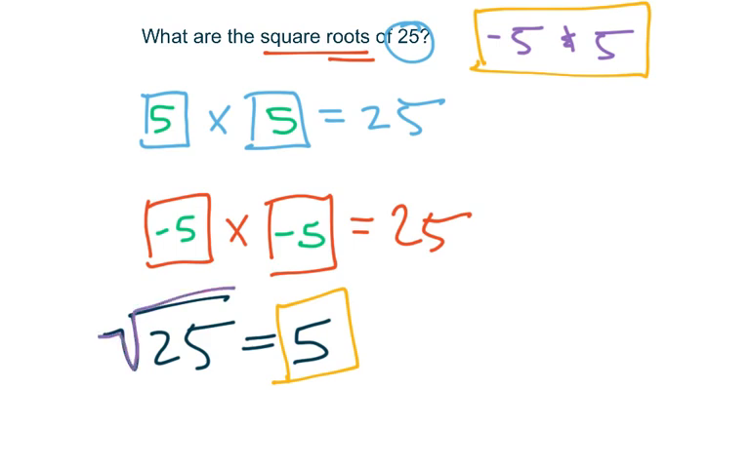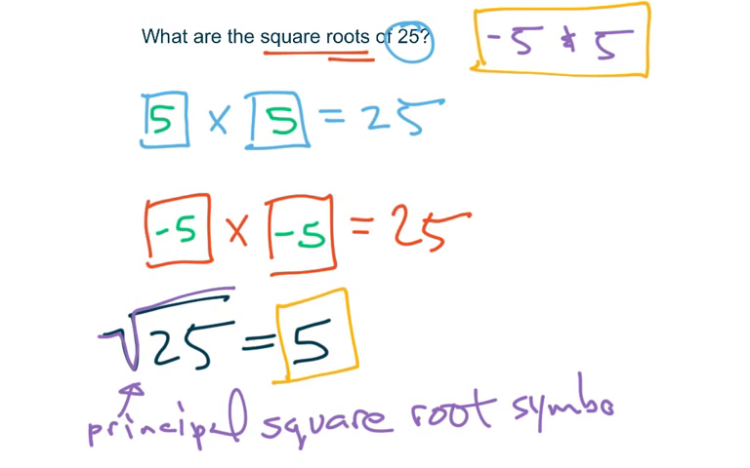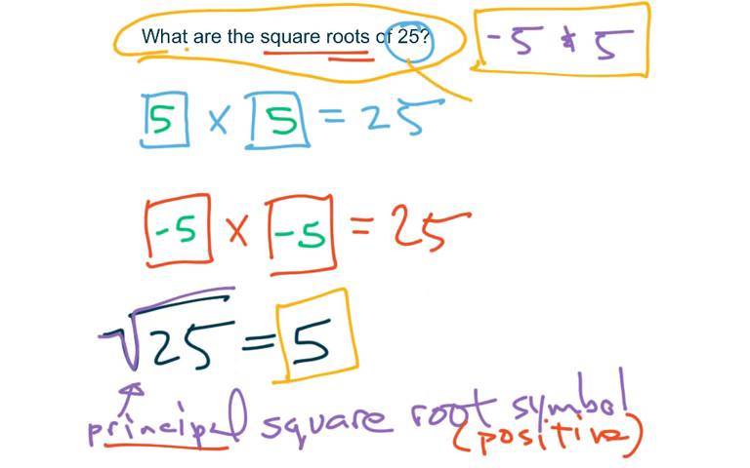This symbol has a particular name. It's called the principal square root symbol. And basically all that means, the principal square root symbol, principal means positive. So when we see it in symbol form, the square root of 25, yeah, definitely, you only have one answer. That's 5. However, if you see it in written form, like this, well, that's where we get 2 answers, because we're not looking at the symbol. This symbol is the principal square root, the positive square root. But if there's no symbol, well, then we'd have to answer both.